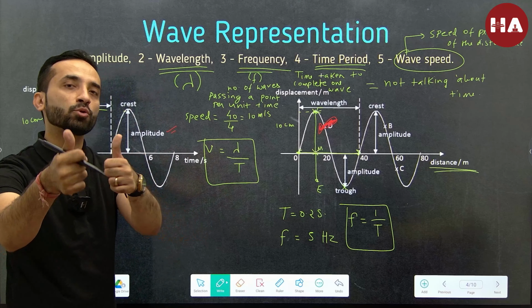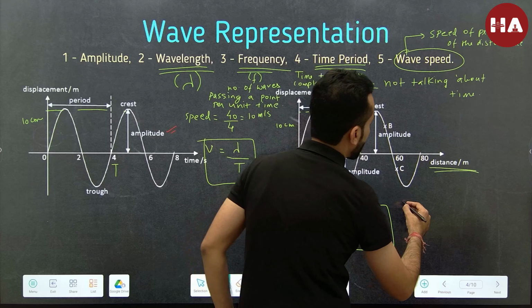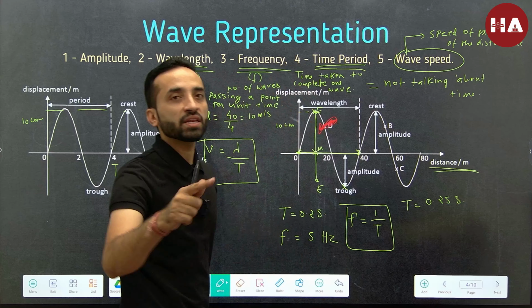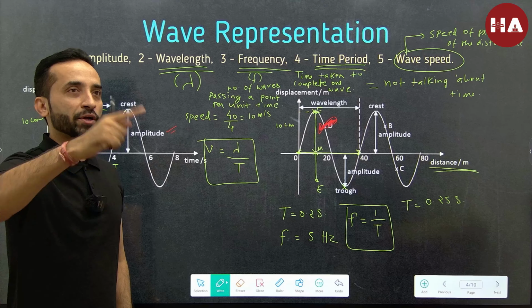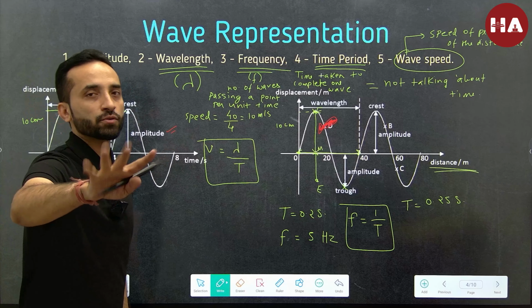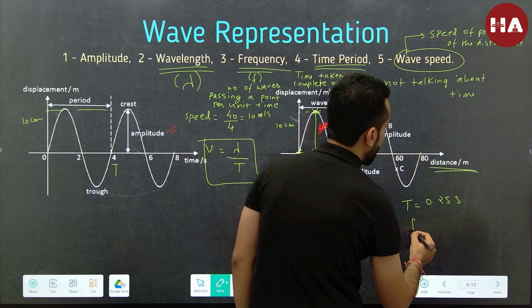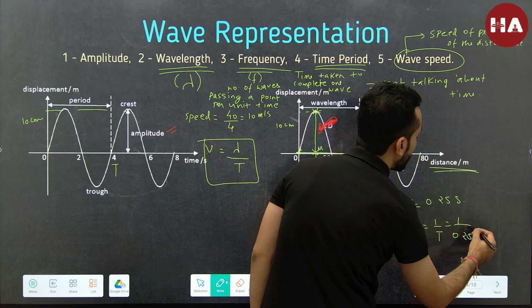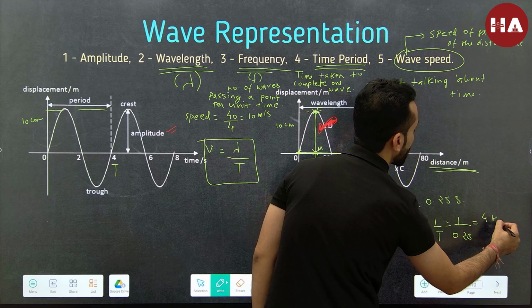You want me to take one more example? Let's do that. Let's say time period is 0.25 seconds. So how many waves will there be in 1 second? 0.25, 0.25, 0.25, 0.25, 4. So can we say that frequency is going to be 1 over time period? That is 1 over 0.25, so that is going to be 4 hertz.